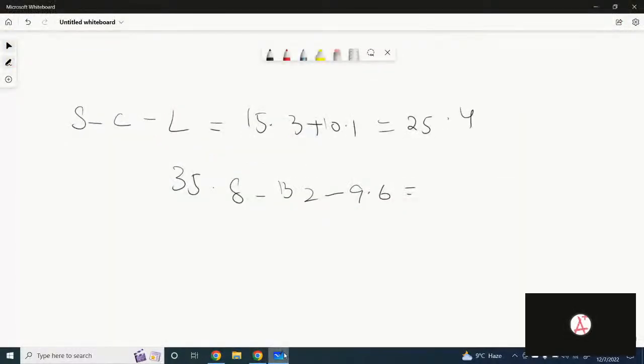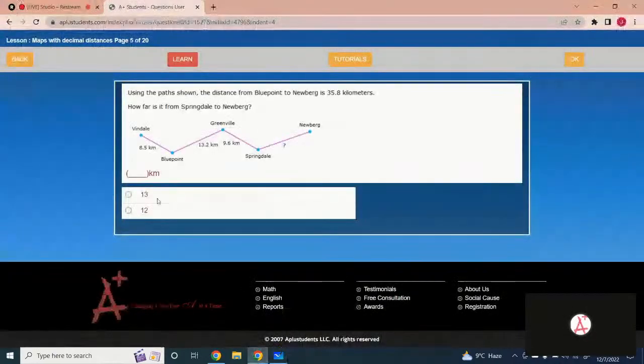I'm going to use the calculator. It would be 35.8 subtract 13.2 subtract 9.6. That means the missing distance is 13.0. Got it? Or that equals 13. Select the correct option, then click on the OK button.